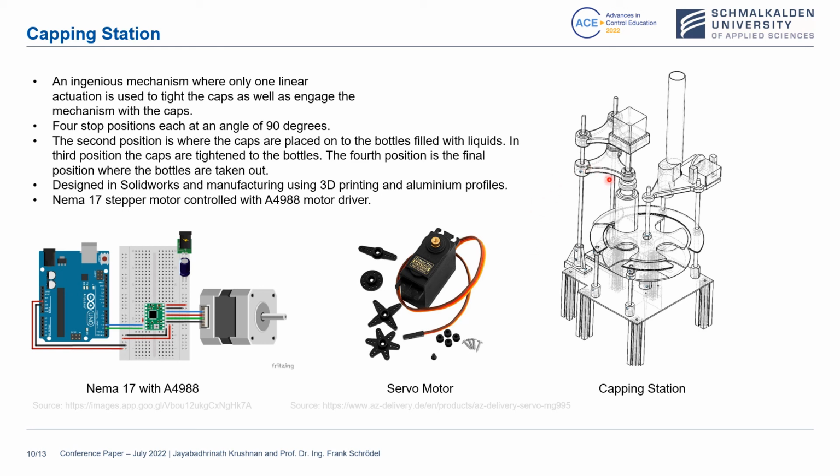This project was completely designed with the help of SolidWorks software and manufactured using 3D printing and aluminum profiles. Arduino Uno was used for programming the capping station. This is a perfect example of a mechatronic system, and this can be easily integrated into the course curriculum as a 90-minute module.